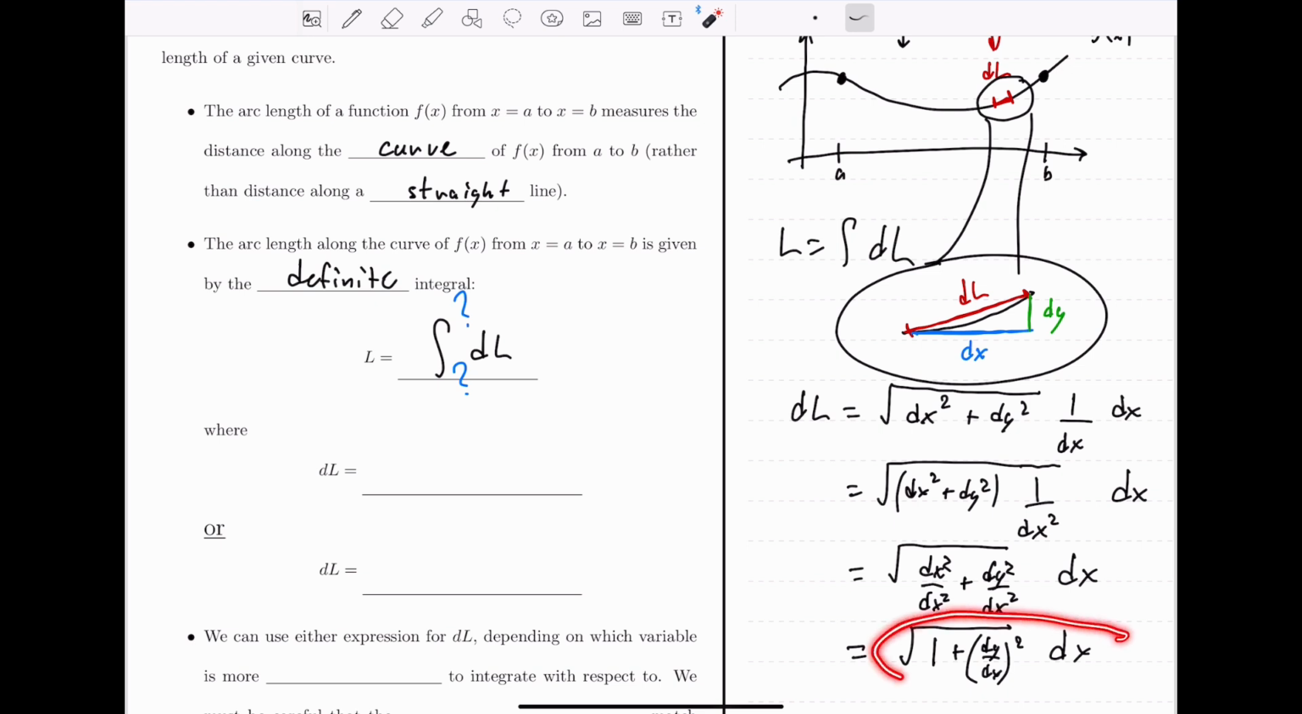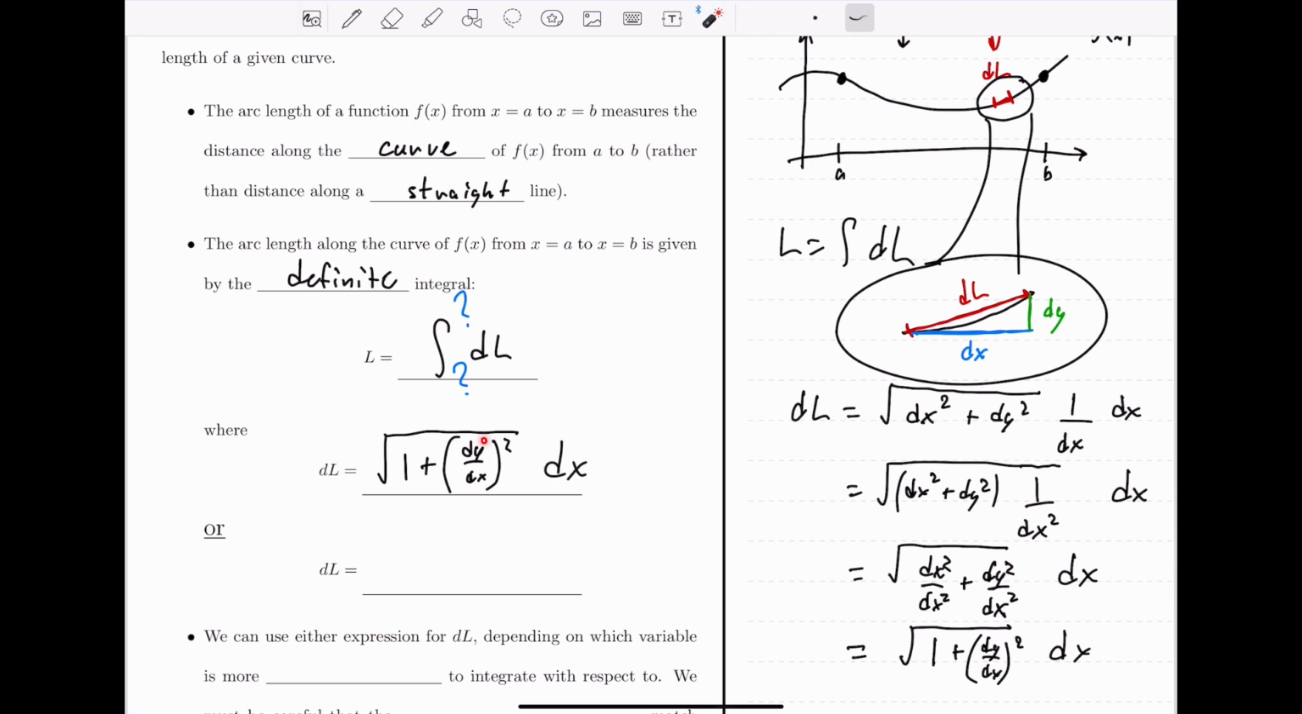This is an alternative expression for dl. And now we can recognize how we have an integrand here. We're integrating with respect to x if we use this expression. So this is one valid form of this expression for the length along the curve of a tiny slice, for this dl. So one expression for dl is the square root of 1 plus dy over dx squared, dx.